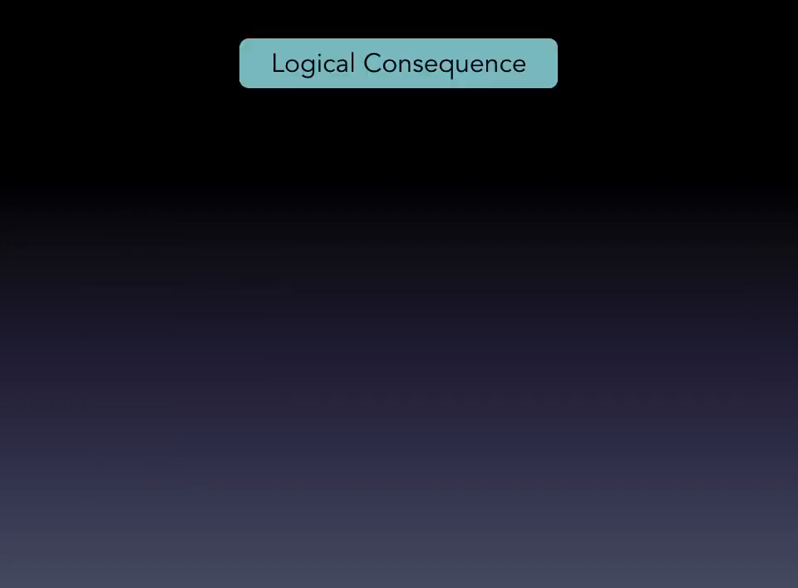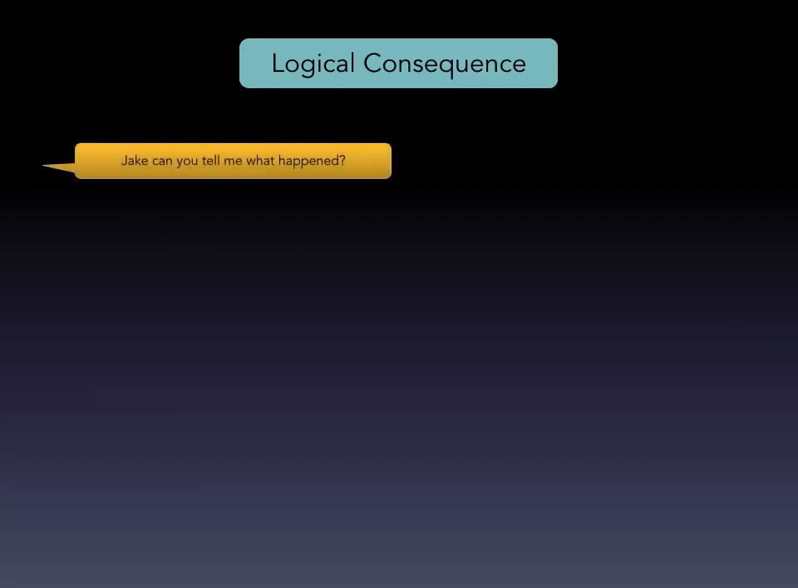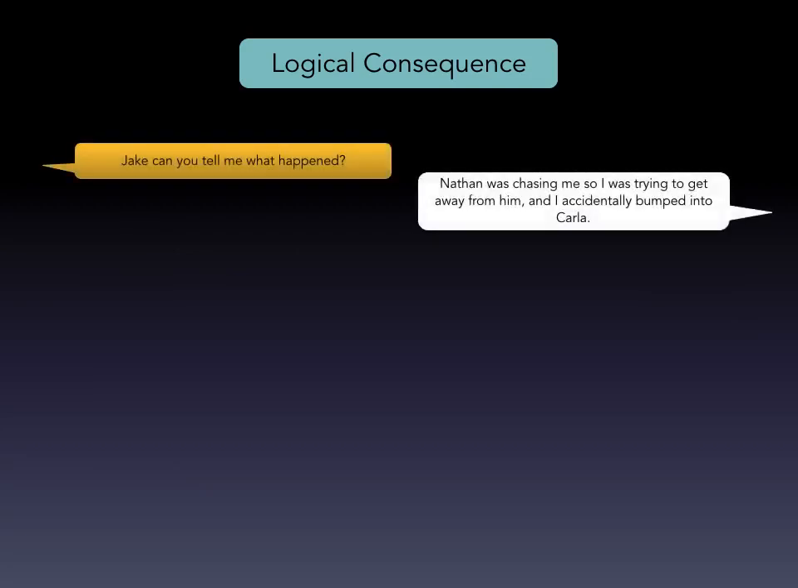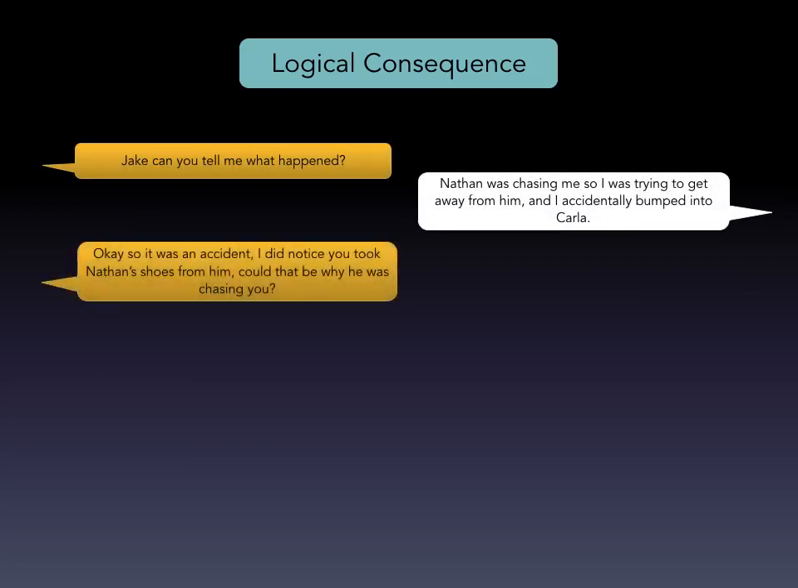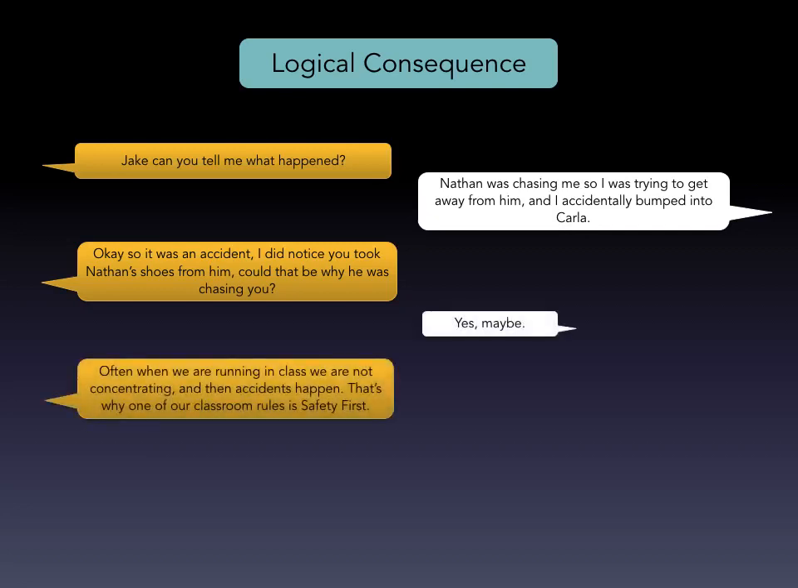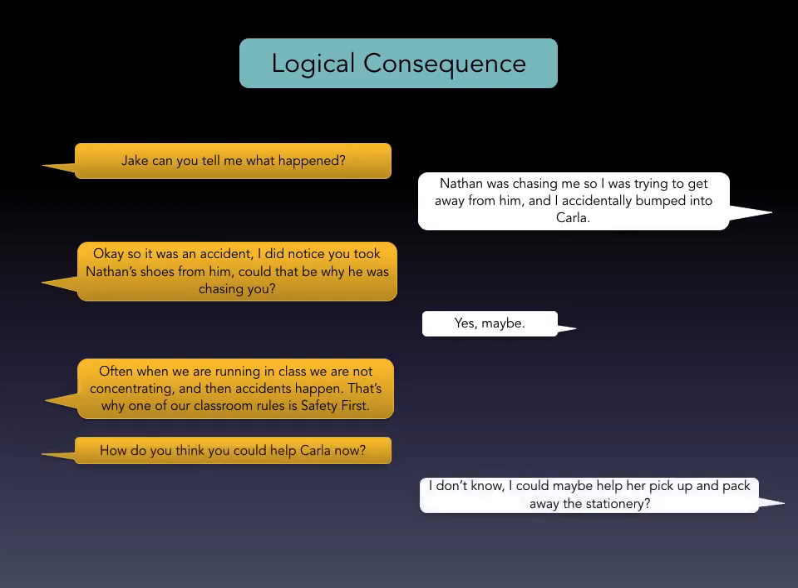An alternative approach would look something like this. Jake, can you tell me what happened? Well, Nathan was chasing me, so I was trying to get away from him and I accidentally bumped into Carla. Okay, so it was an accident. I did notice you took Nathan's shoes from him. Could that be why he was chasing you? Yes, maybe. Often when we're running in class, we're not concentrating, and then accidents happen. That's why one of our classroom rules is safety first. How do you think you could help Carla now? I don't know. I could maybe help her pick up and pack the stationery away. Great idea, Jake.